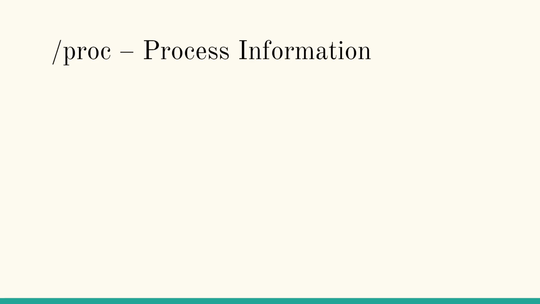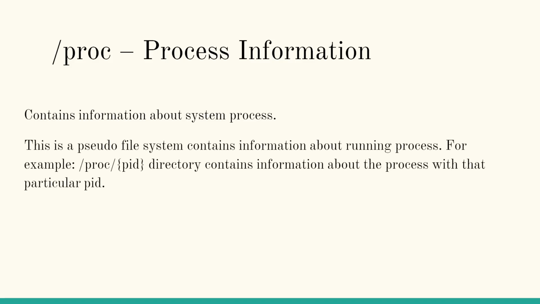Now, the proc, or the process information. This contains information about system processes. This is a pseudo file system that contains information about running processes. For example, /proc/PID, the process identifier directory, contains information about the process with that particular PID. So for example, you are running a specific service or specific process with a PID. All the information, or pseudo information, will be found here.